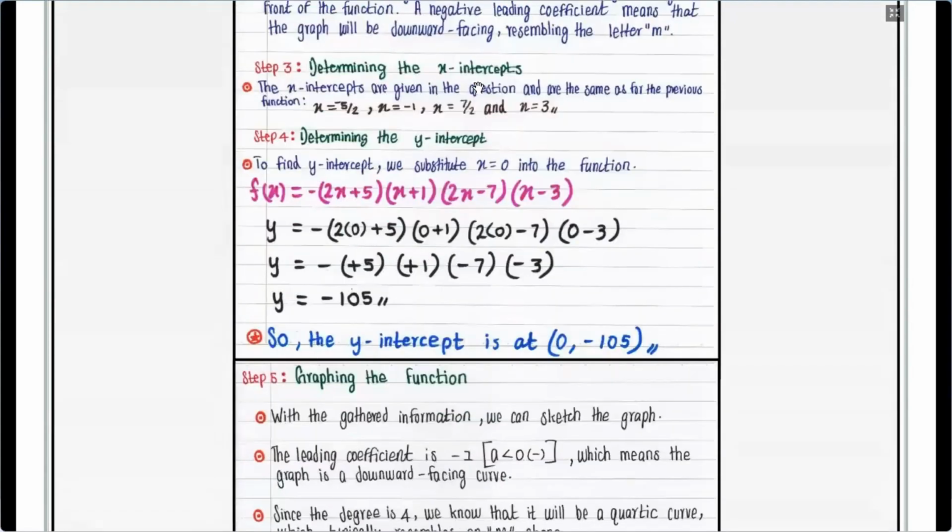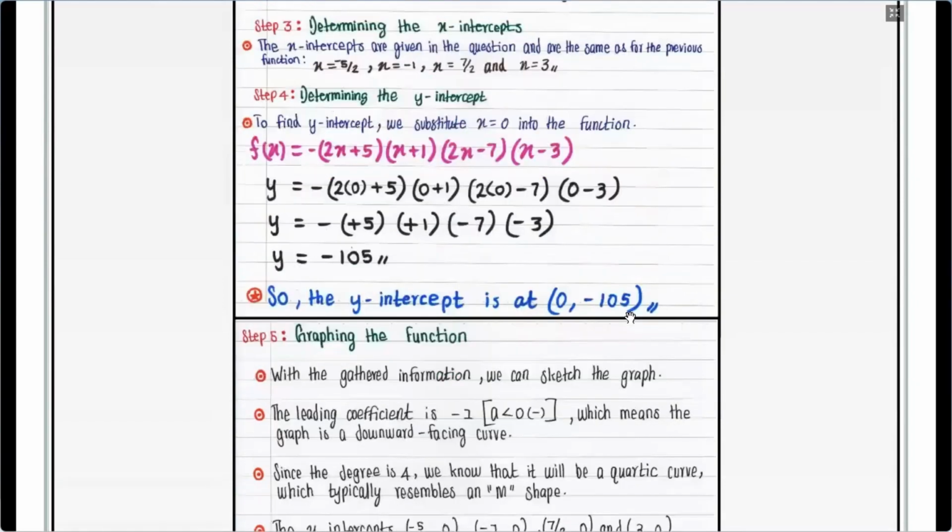Step 3, determining the x-intercepts. The x-intercepts are given in the equation and are the same as for the previous function. Here are the x-intercepts. Step 4, determining the y-intercept. To find the y-intercept, we substitute x equals 0 into the function. If we substitute and simplify, we get y equals minus 105. So the y-intercept is at (0, minus 105).